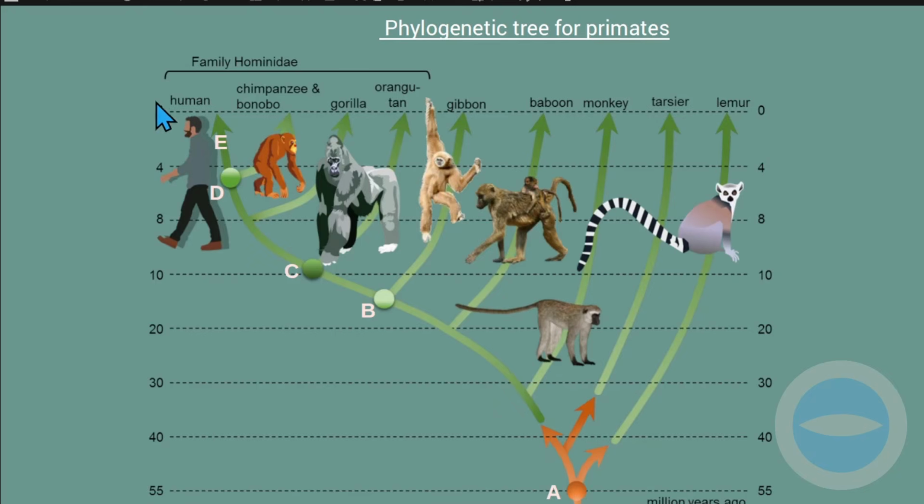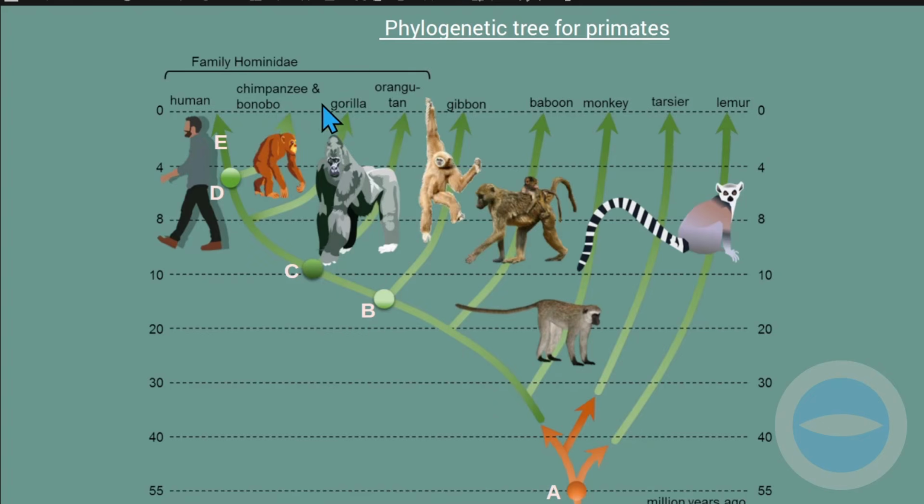As you can see, human and the chimpanzee or bonobo are close. So the animal that is closest to human is the chimpanzee or bonobo. Chimpanzee, bonobo, and the gorilla, we call them African apes, except orangutan. Orangutan is found in Asia, but gorilla, chimpanzee, bonobo, we call them African apes. So you must know how to interpret this family Hominidae.